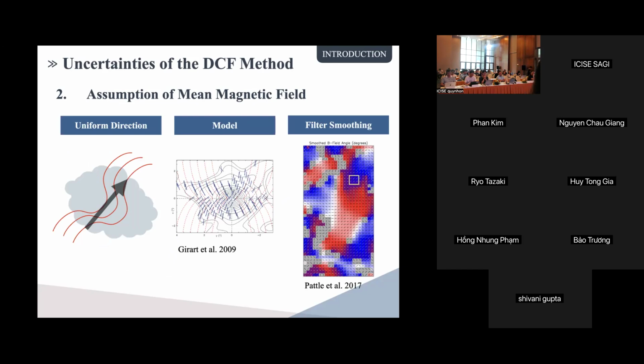Another issue is that in the DCF method we assume a uniform field line. It is only disturbed by the non-thermal gas motion, but the large scale magnetic field is non-uniform and can be curved. If we treat this curved magnetic field as the mean field, the angle dispersion will not be estimated properly. So models such as hourglass or spiral have been suggested to solve this, or Pattle suggested the filter smoothing method, which assumes the mean magnetic orientation of the regions.